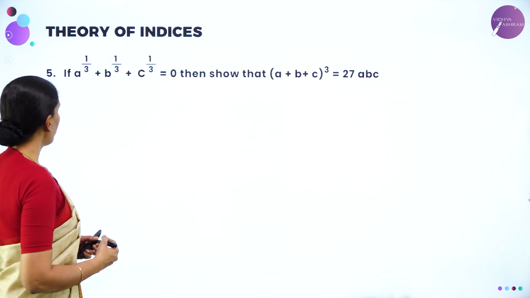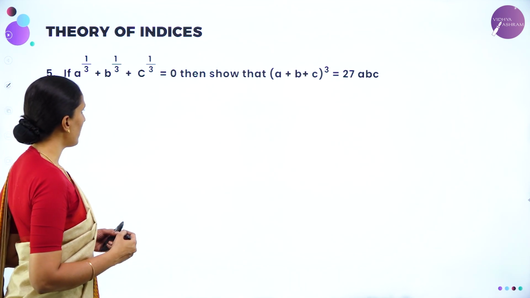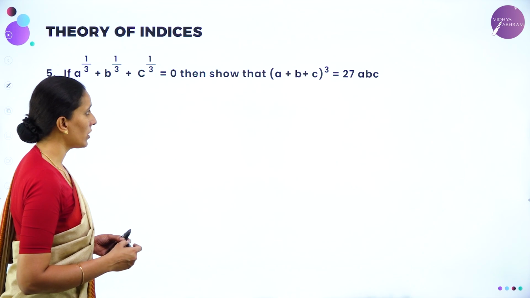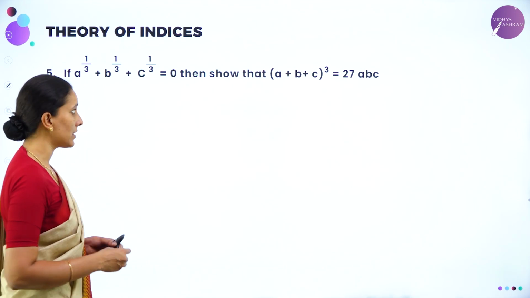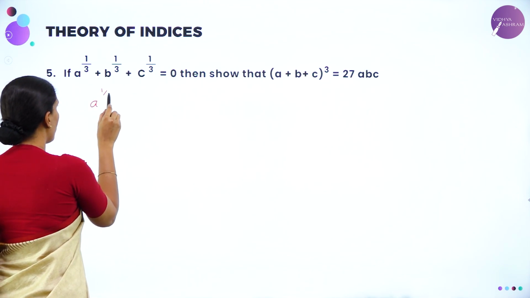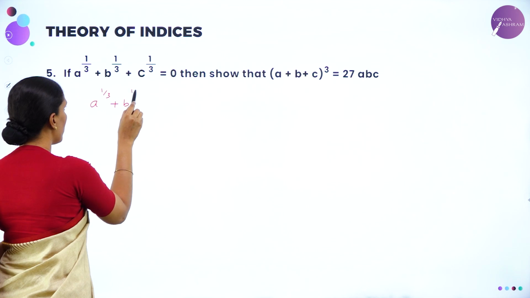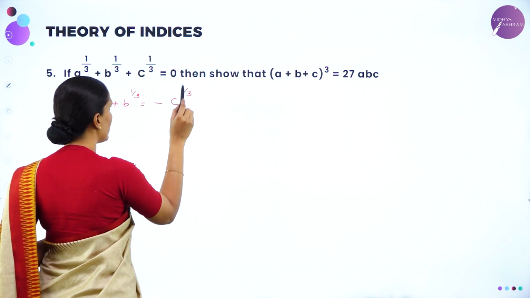Next question. If a to the power 1 by 3 plus b to the power 1 by 3 plus c to the power 1 by 3 is equal to 0, then show that a plus b plus c whole cube is equal to 27abc. So now here from the given condition, a to the power 1 by 3 plus b to the power 1 by 3 can be written as minus c to the power 1 by 3.